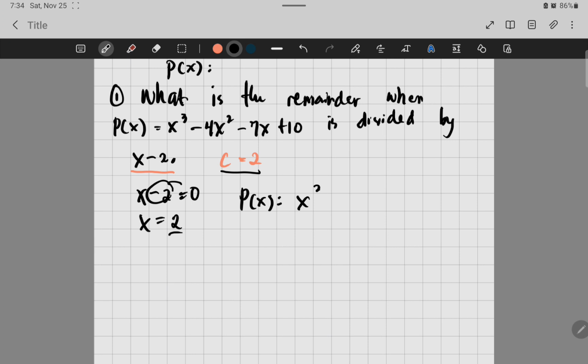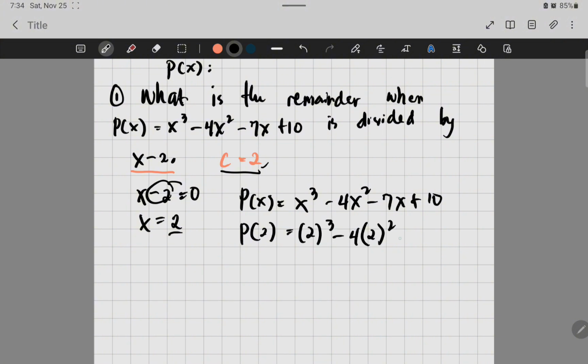P of x is equal to x cubed minus 4x squared minus 7x plus 10. So, sabi natin our c is equal to 2. So, that is p of 2 is equal to, we have to substitute the value of c to our polynomial. So, that is 2 raised to 3 minus 4 times 2 raised to 2 minus 7 times 2 plus 10.